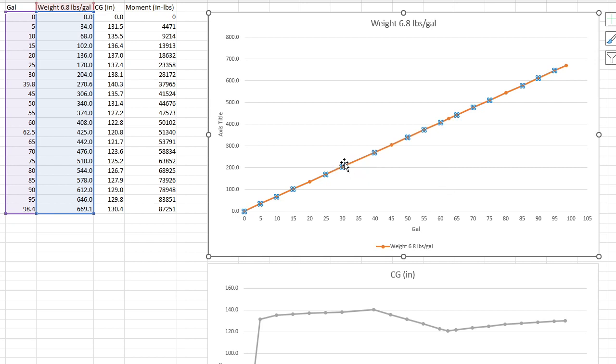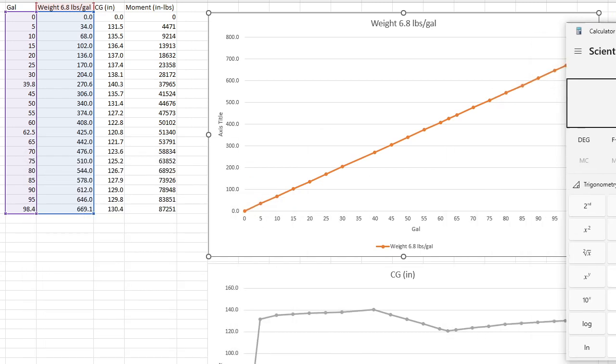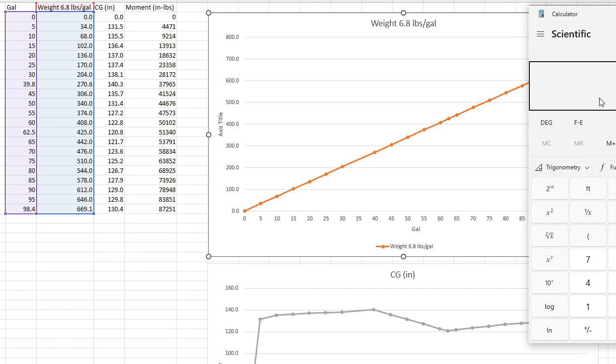Right, where was I? So, all we need to do to find a point on this line between 25 and 30 gallons is to work out how quickly it's going up for every gallon it's going across. And all that is, let's bring up the calculator. You might remember from high school maths, rise over run.